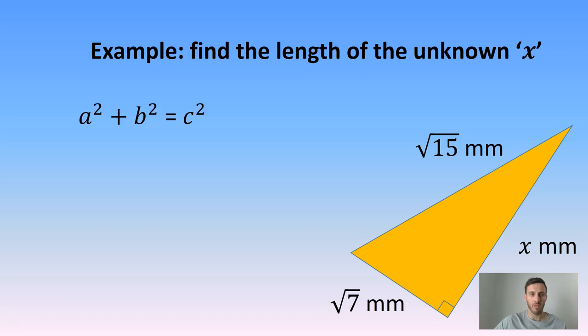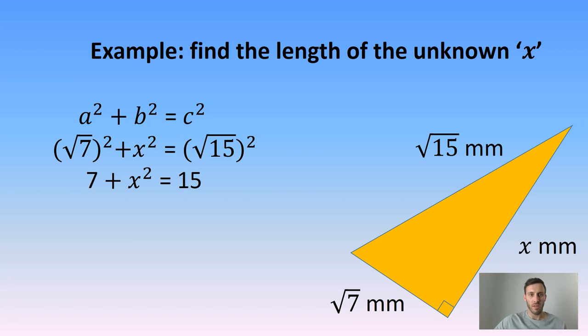So we rewrite our formula, a squared plus b squared equals c squared, and we replace our letters with our numbers. In this case, we put brackets around our root 7 and our root 15, because the whole root 7 and root 15 get squared. There's nothing to be scared of, because essentially a square root and a square are opposite things, so they just cancel out, and we just get 7 plus x squared equals 15. Now we can just take away 7 from both sides, we get x squared equals 8, and then we just get the square root of 8. So we have x equals the square root of 8 millimeters. Again, we'll leave it in surd form.